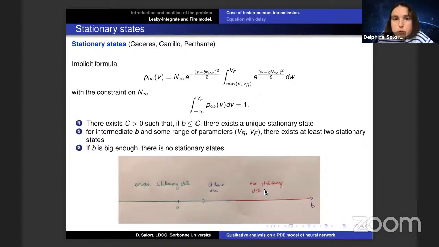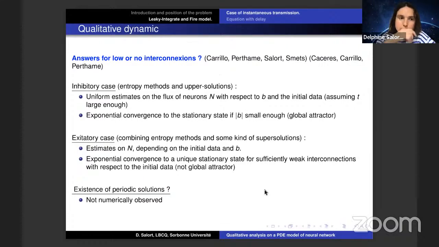What we can prove theoretically is that in some cases we have convergence to the stationary state. So we can prove that the numerical observations are effectively true. However, we have to separate the inhibitory and excitatory cases. In the inhibitory case, we have a global attractor. What do I mean by global attractor?